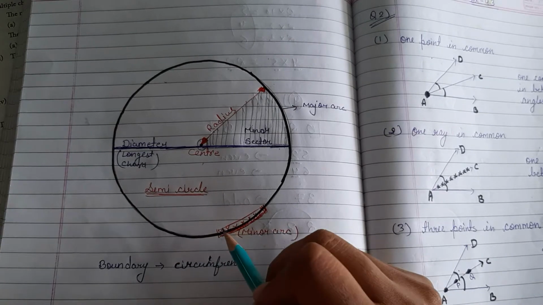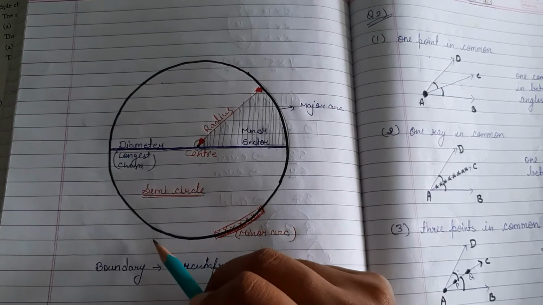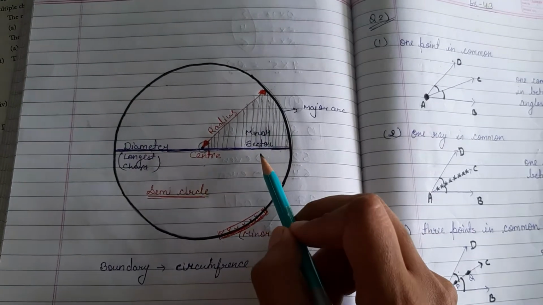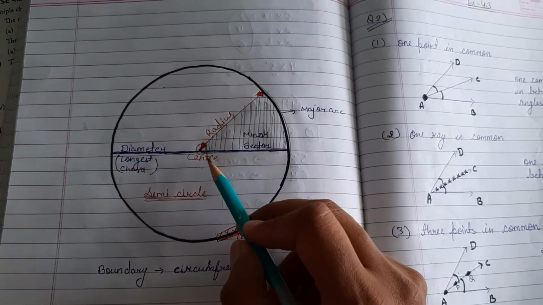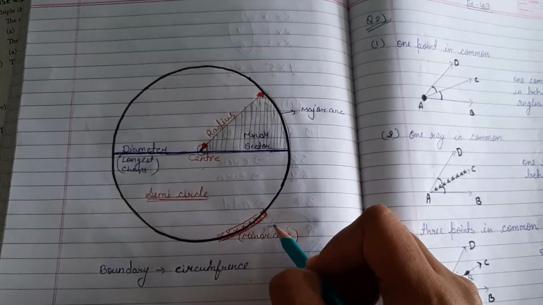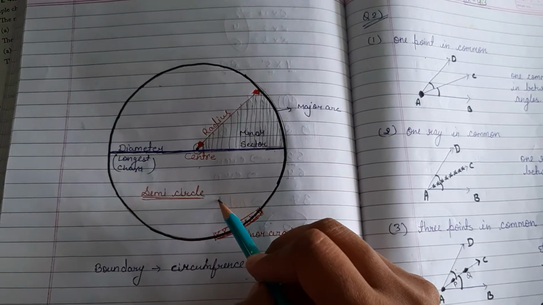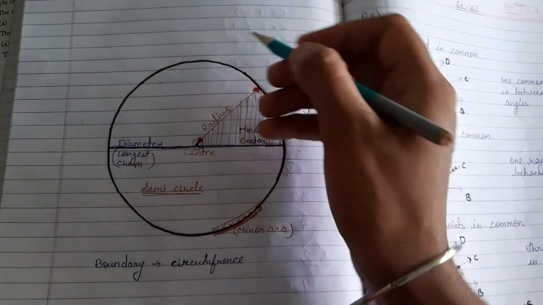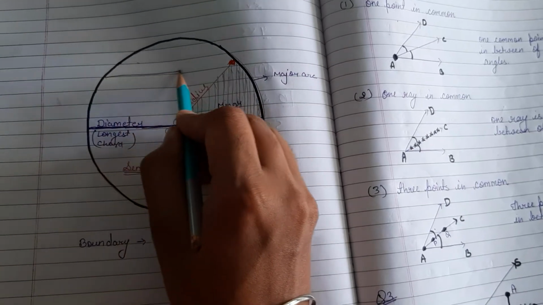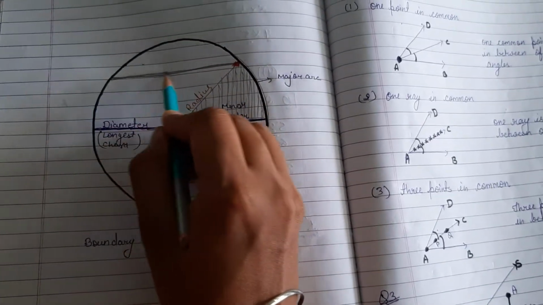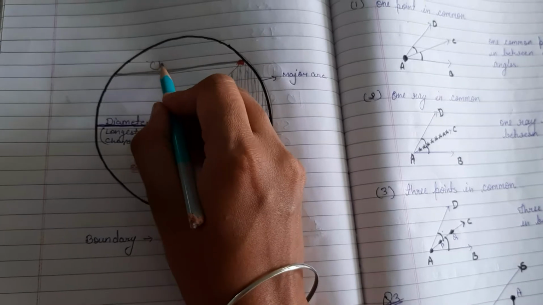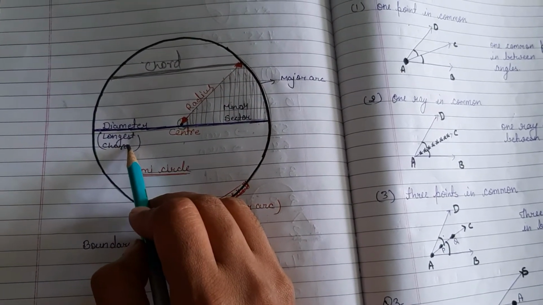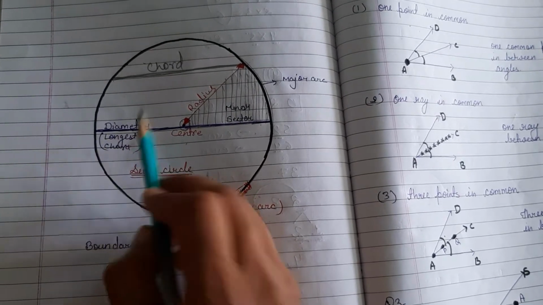Understood now the parts of the circle? If these points come in your exam, then you can point out where the diameter is, where the major sector is, where the minor sector is, the major arc, the minor arc. And the half part of a circle is called a semicircle. One more: here I draw this line also. That is called a chord, a normal chord. The longest chord means the diameter. Understood now?